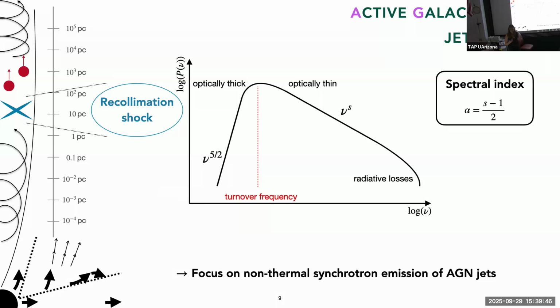So as I said, I'm going to focus only on the non-thermal synchrotron emission of AGN jets, not the optically thick regime, and I will also not talk about quantum scattering for higher energies than radio.